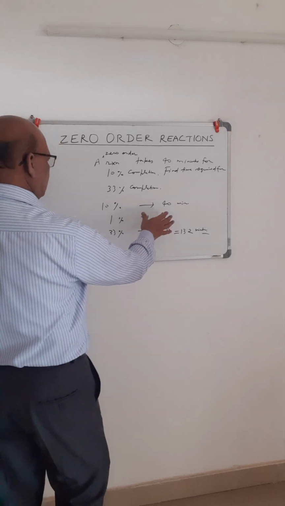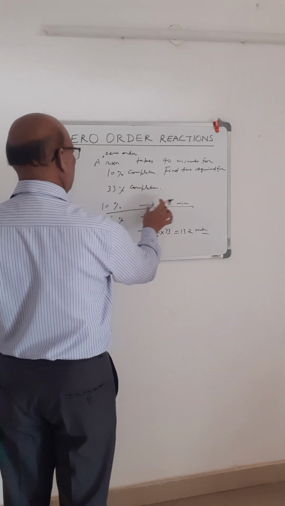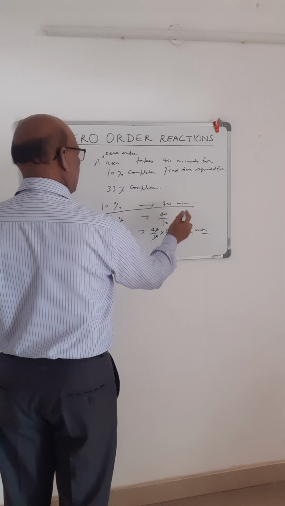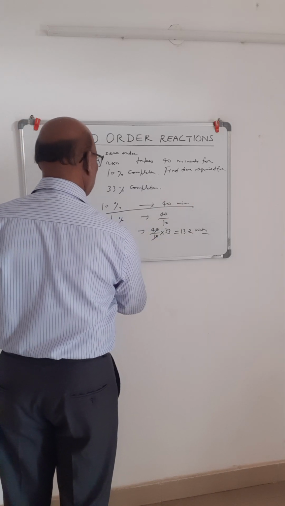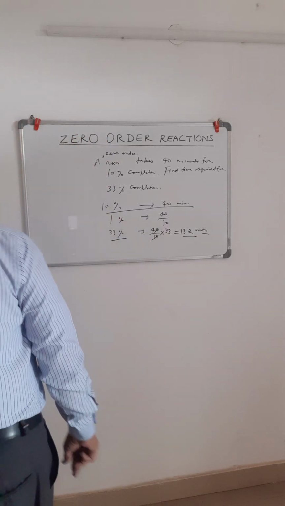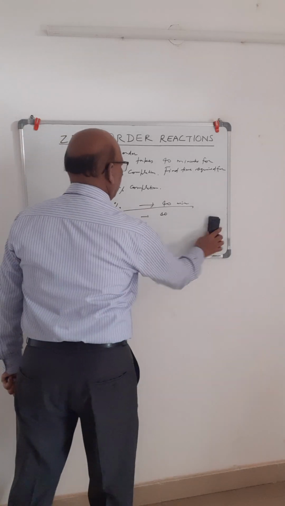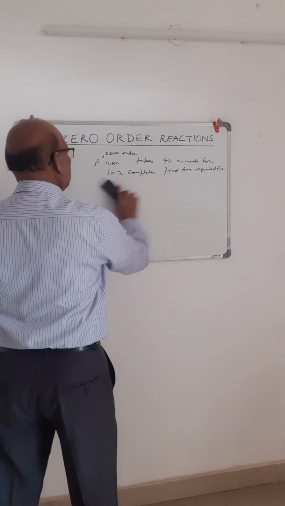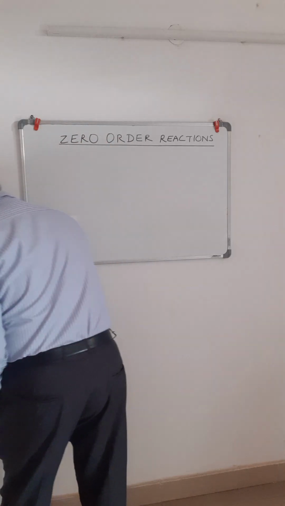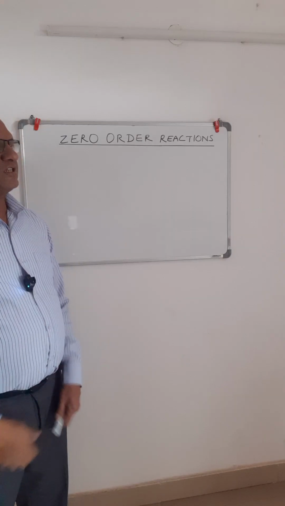So that is how you can find out. And just you can see for 10% 40 minutes, so for 20% 80 minutes. For 30% it will be 120 minutes, and for 33% it will be 132 minutes. So by unitary method you can just apply and find out the time required for any percentage of completion. Okay, I think we have completed this zero order reaction in all respects.